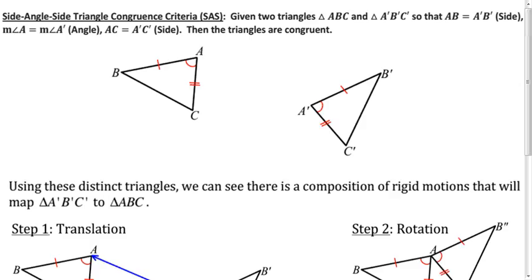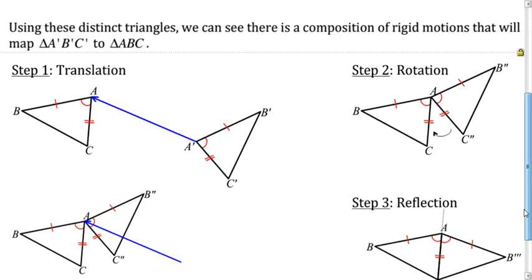So the first one is side angle side. And so if we have a pair of sides congruent, another pair of sides congruent, and the included angle, an important term, included angle, that's the angle that's in between the two pairs of congruent sides, then you know that the triangles are congruent.